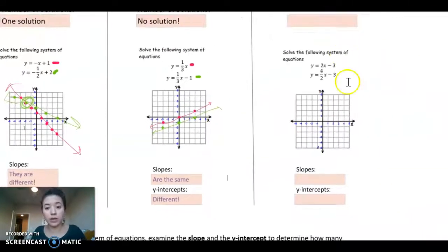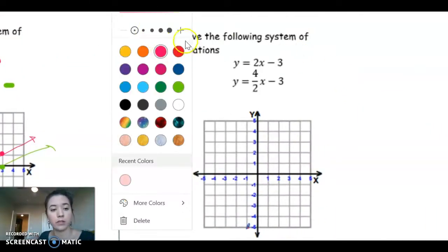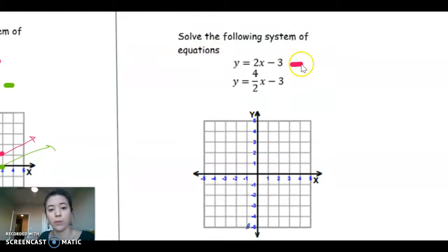And then the last one we have y equals 2x minus 3. So minus 3 is over here. And then 2 over 1. Up 2 over 1. Up 2 over 1. Up 2 over 1. Okay? And then now we'll do this one in green.